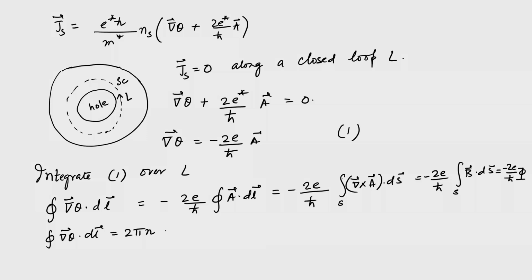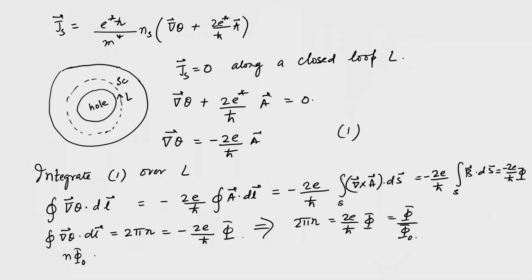So, if you enforce single valuedness of psi, this is equal to 2 pi n, it is equal to minus 2E by H cross phi, that is coming from the top line. So, this means that 2 pi n equal to 2E over H cross phi, it is equal to phi over phi 0, where of course we have written that n phi 0 is equal to phi. So, the flux through the hole that you are seeing should be quantized in terms of a certain phi 0, and it can only take values n equal to 1, n equal to 2, n equal to 3 and so on. N equal to 0 is a special case where we have a simply connected superconductor.